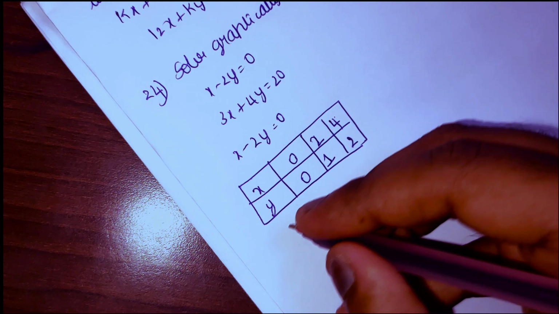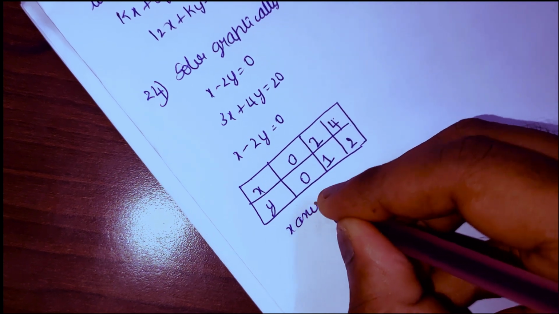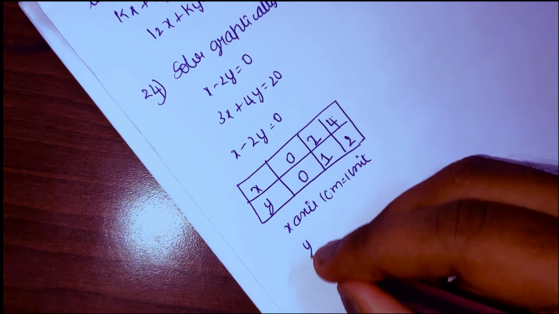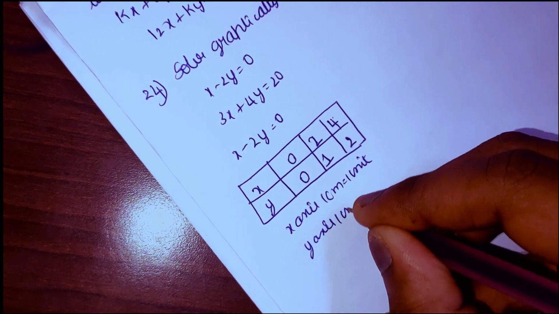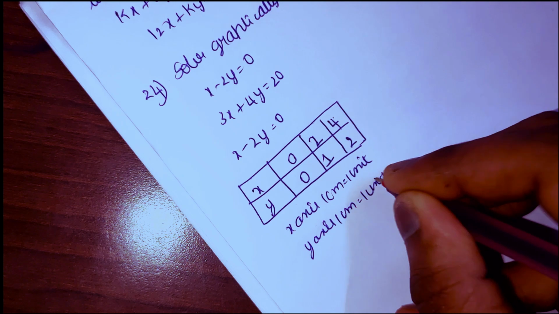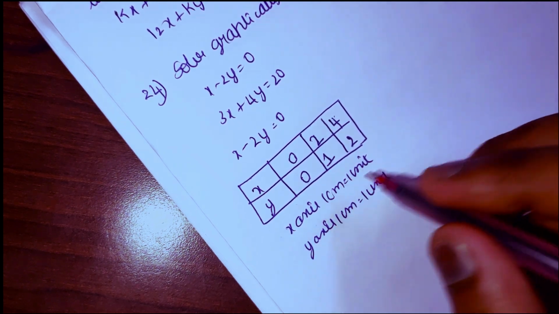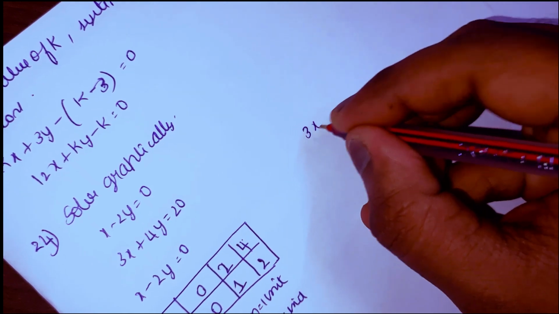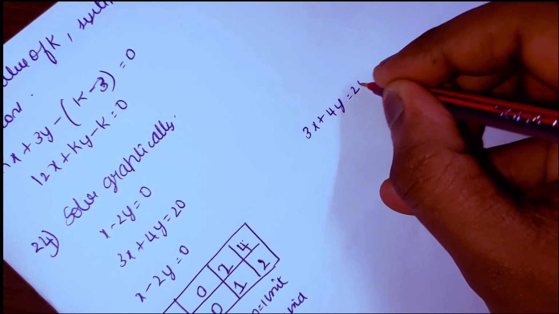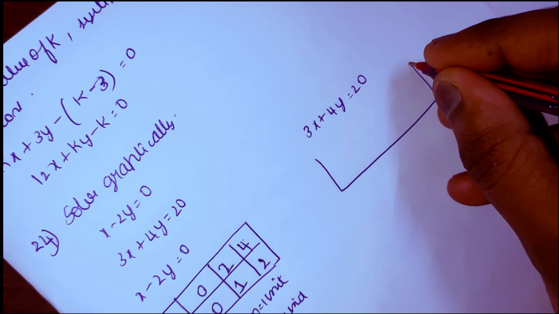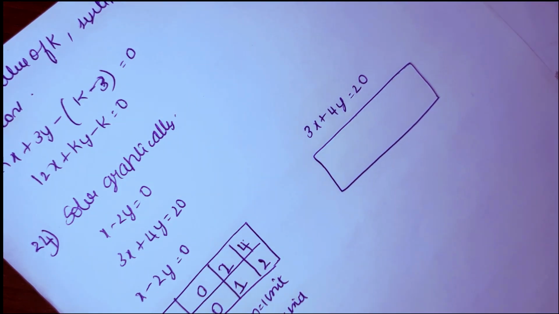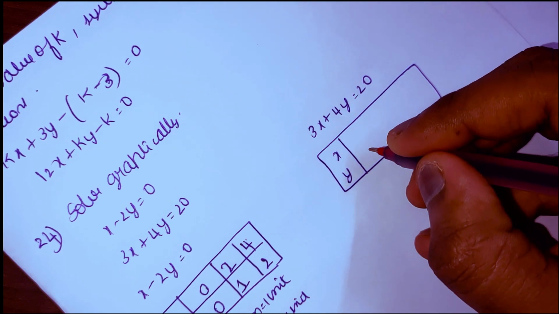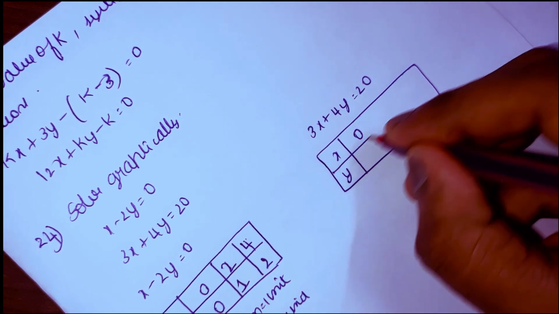You can take the scale as x-axis 1 centimeter is equal to 1 unit, and y-axis 1 centimeter is equal to 1 unit. Remember to write the scale, that is very important, and it carries marks. Now we'll go into the second equation, 3x plus 4y is equal to 20. We'll draw a box, x and y.